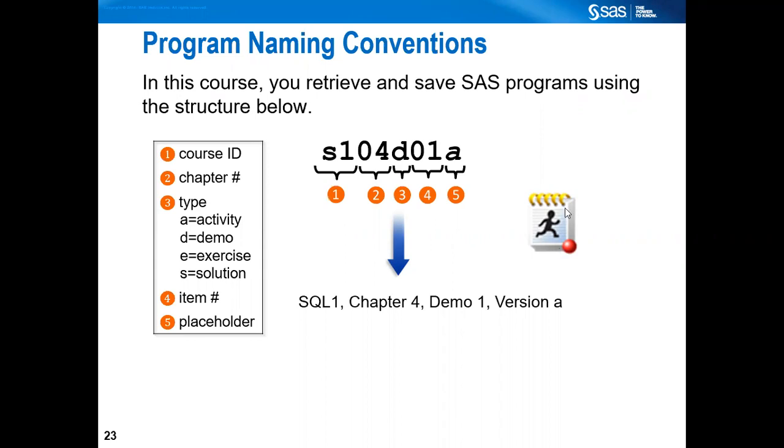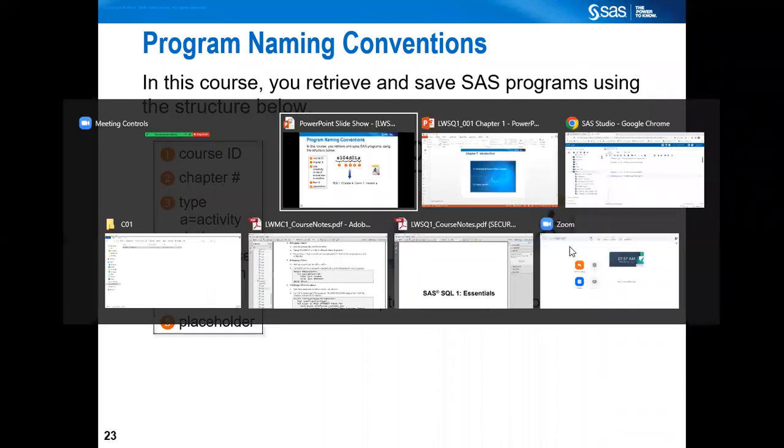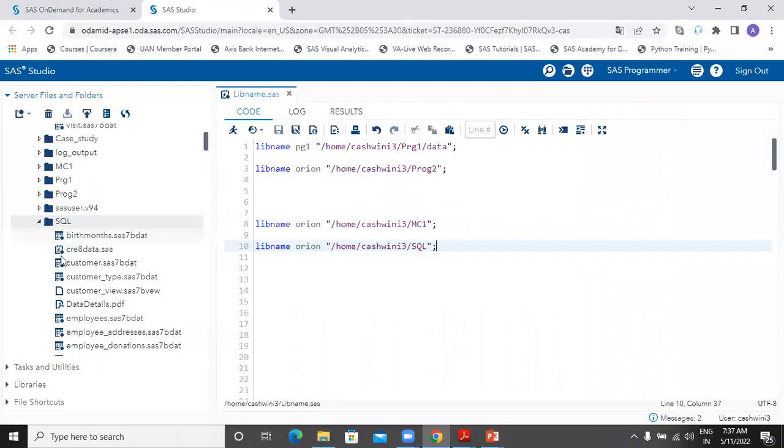So the program file of SAS code is always saved with an icon of a running man with a red dot. In SAS Studio as well, if you have observed within SQL, this is actually the file with this icon, and this is your SAS code file. So see this file name, it is ending with .sas. So the extension .sas indicates it's a SAS code file, and the extension .sas7bdat indicates it's a SAS data file.